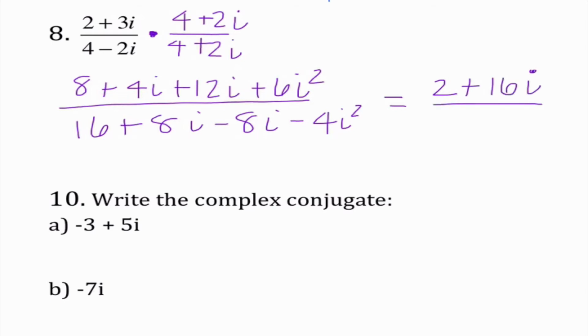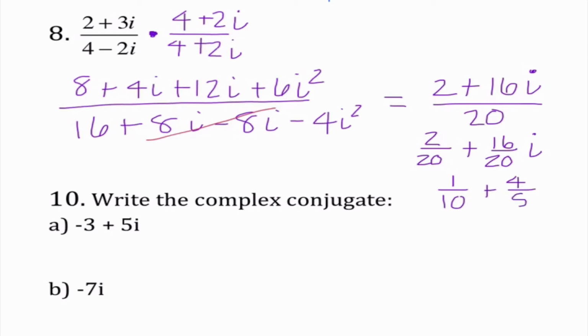In my denominator, I know negative 4i squared is like positive 4. 16 plus 4 becomes 20. And my i values cancel each other out. So I have 2 over 20 plus 16 over 20i. We've learned that we should always reduce our fractions. 2 over 20 is like 1/10. 16 over 20 is like 4/5 i. So this would be our answer. We have our real portion first, our imaginary portion second.